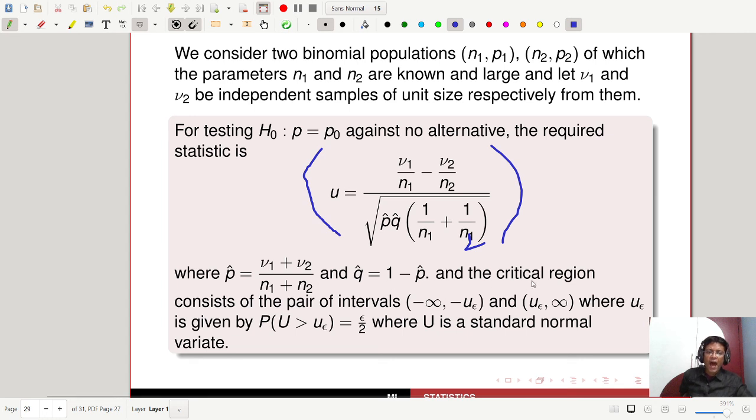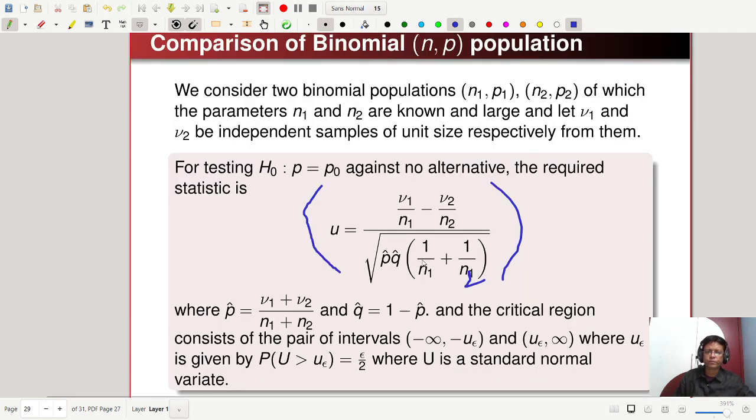And the critical region consists of, again, in binomial you always have a pair of intervals, that is, you have a both-sided test and u is a standard normal variate. So you have a pair of best critical regions on the left and on the right also.